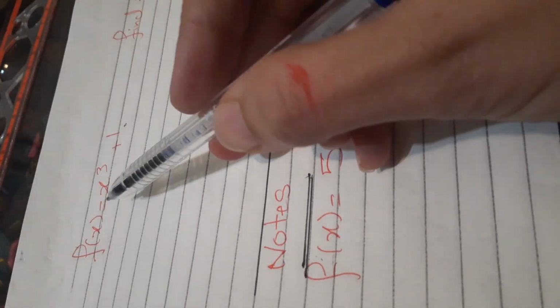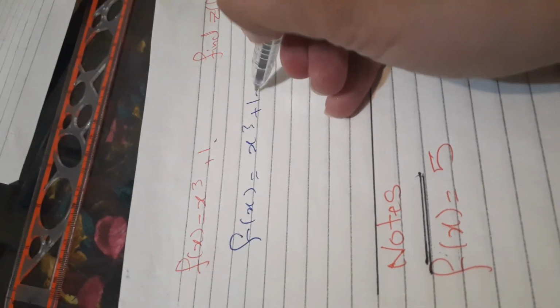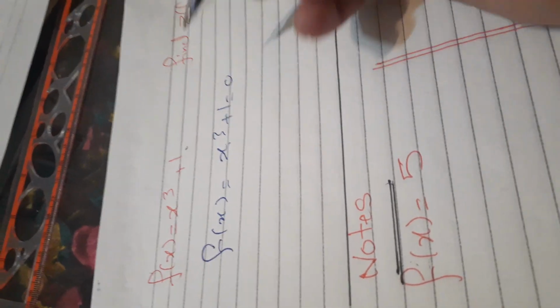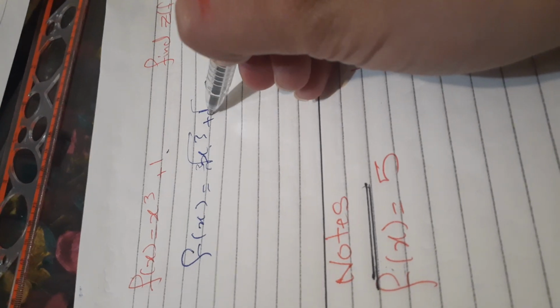F of x equal x power 3 plus 1. How to find zeros of the function? I said that zeros of the function are the values of x that make the equation equal what? 0. F of x equal x power 3 plus 1 equal 0. X power 3 plus 1 equal 0. You have two terms, okay? The first has a cubic root. The second has a cubic root.